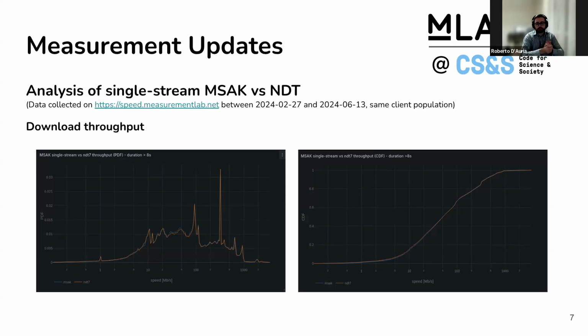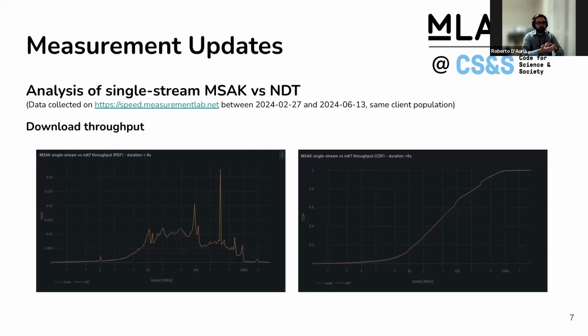Now, when I first plotted this data, there was something very strange. The shape of the curves was pretty much the same, but the MSAC one was shifted to the right, meaning MSAC single stream appeared to be faster than NDT7, and that was unexpected.